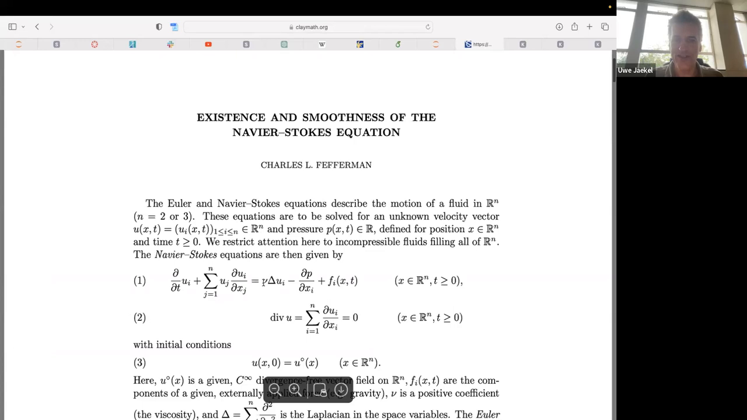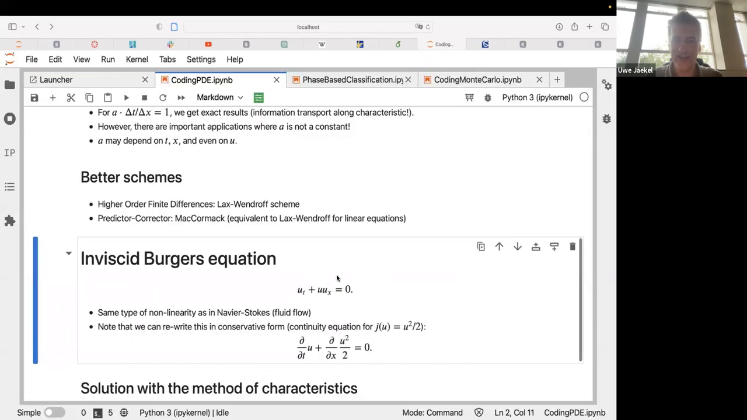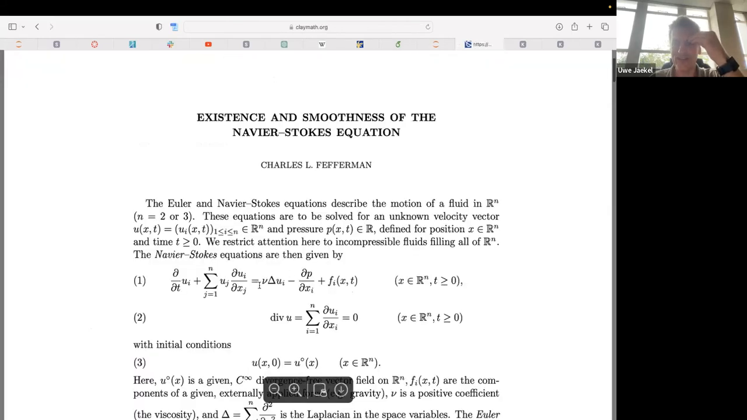On the right-hand side, what I show you here is the inviscid Burgers equation. You can add a second derivative term, then it's the full Burgers equation. And the full Burgers equation exactly has this term here, which shows up also in the Navier-Stokes equations. P and F are external pressures and forces. You don't have to worry about that.